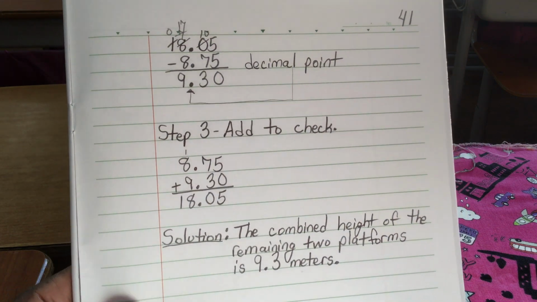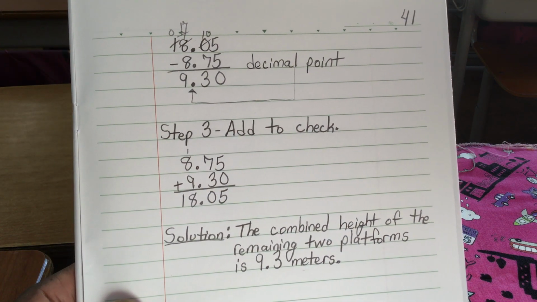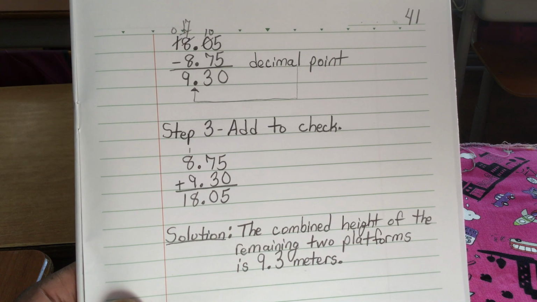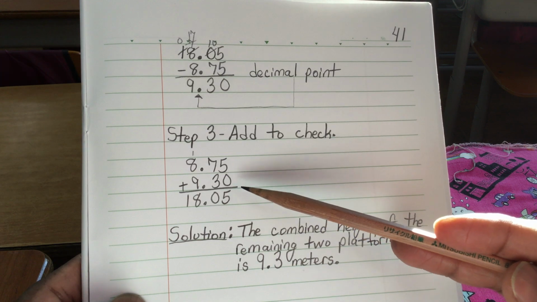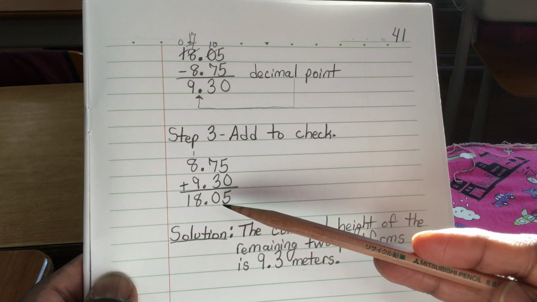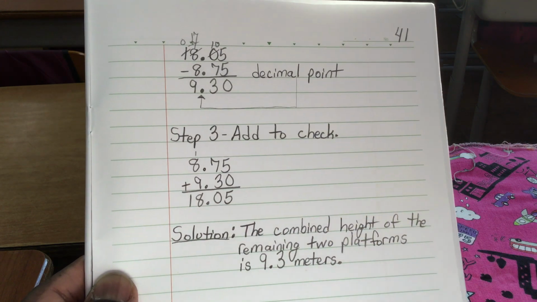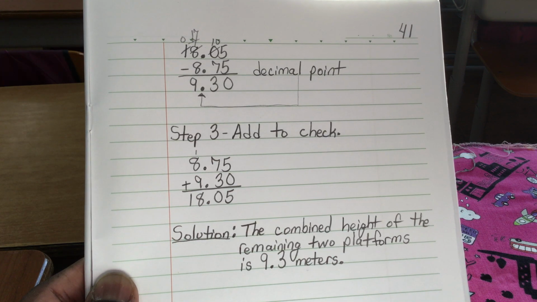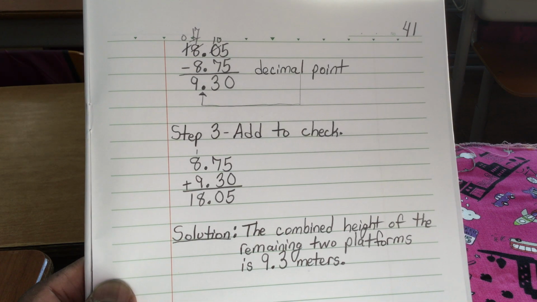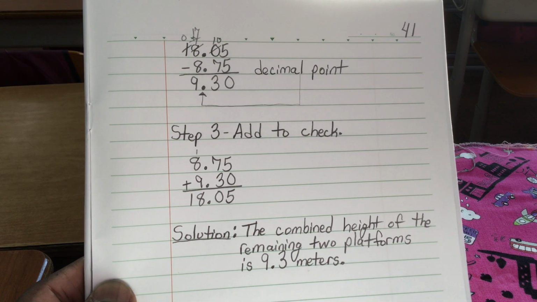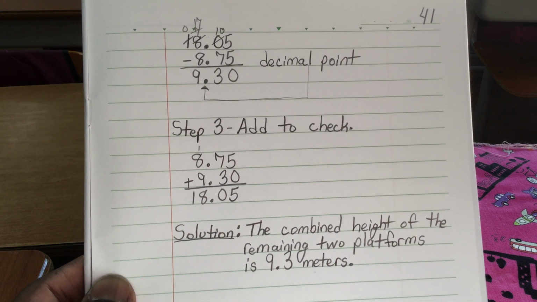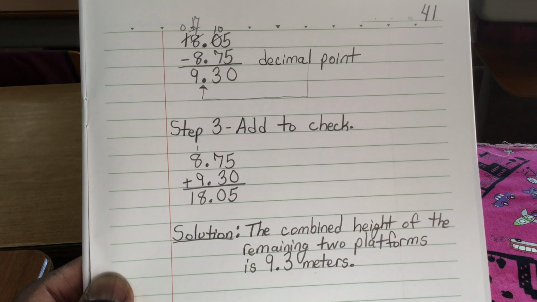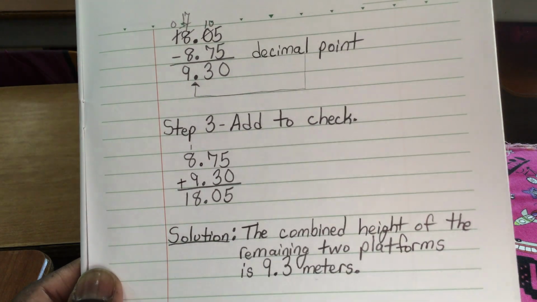Step 3. You add to check. You want to make sure your answer is correct. 8.75 plus 9.30, that gives us 18.05. Our solution, the combined height of the remaining two platforms is 9.3 meters. And that's it. Very simple.